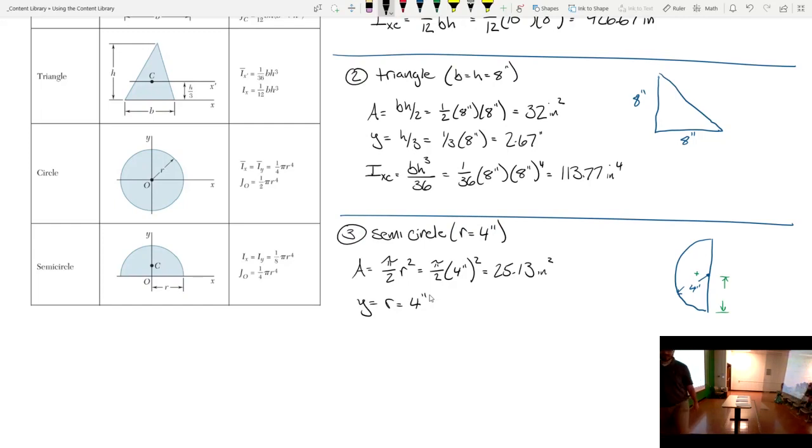Now as for Ix, okay, let's see. We got kind of lucky with Ix, okay, and I'll tell you why. For semicircles, the moment of inertia actually changes or doesn't change dependent upon which direction that you flip it. But that's not always the case.